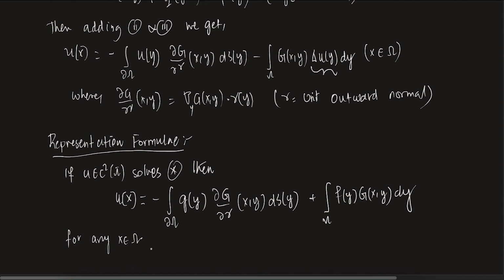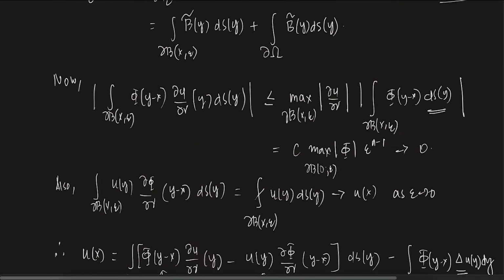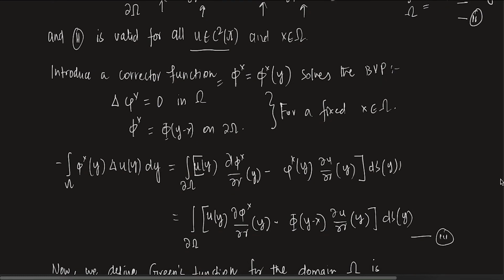Essentially what we did, let me again just recall. We wanted to find the solution of the Poisson equation with the Dirichlet boundary data. To do that, we found a Green's function. So the main important thing here is to find the corrector function.